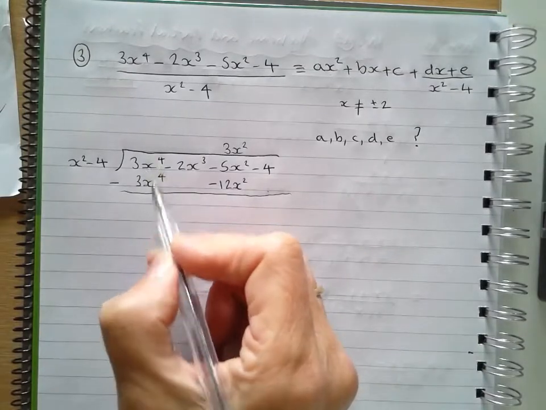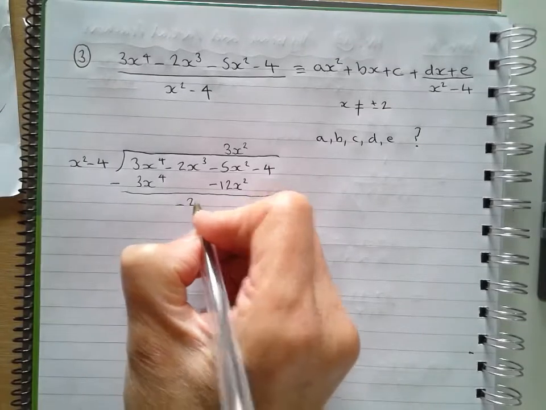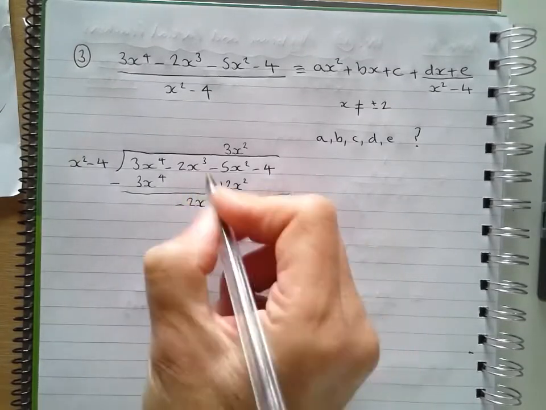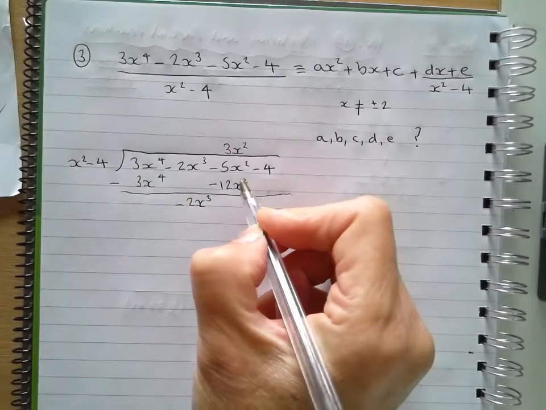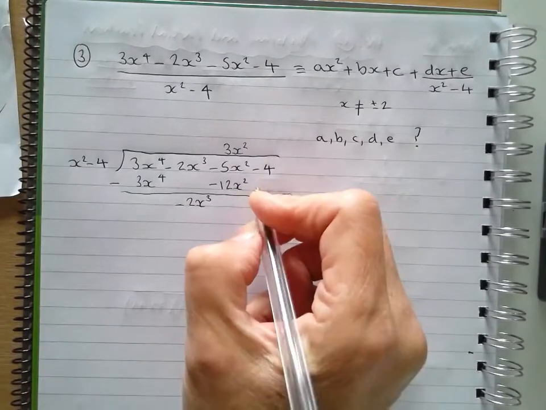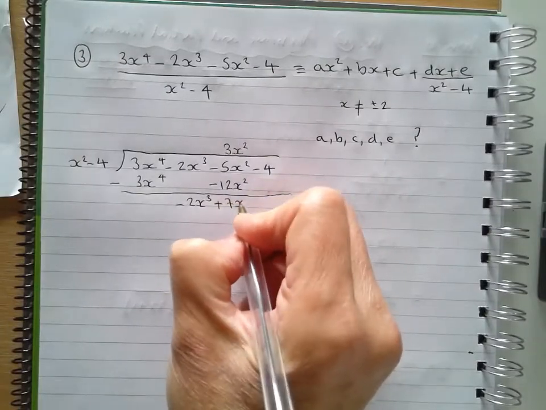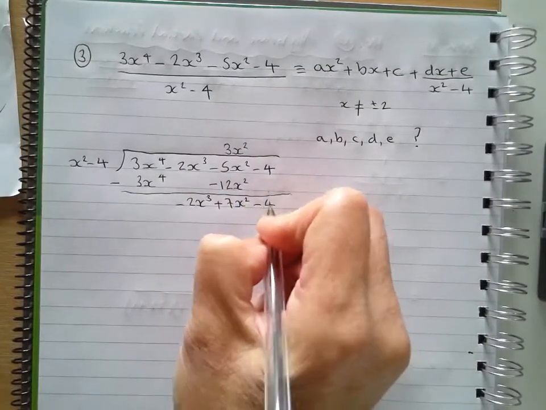So 3x to the 4, take 3x to the 4 is gone. Minus 2x cubed, take away nothing. It's still minus 2x cubed. Watching my signs here, I've got minus 5x squared. I'm taking away minus 12x squared, so I'm adding 12x squared. So that's 7x squared. And I've still got my minus 4.